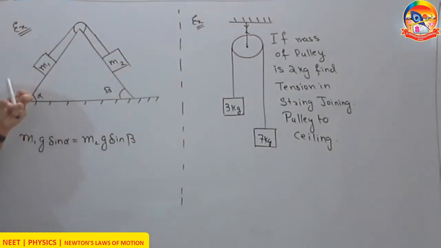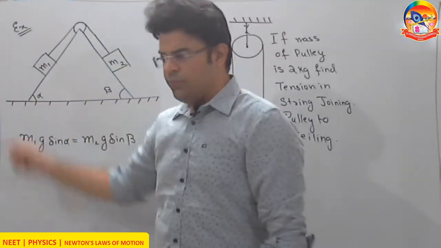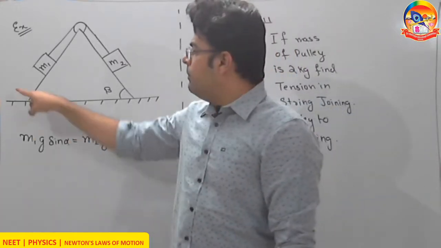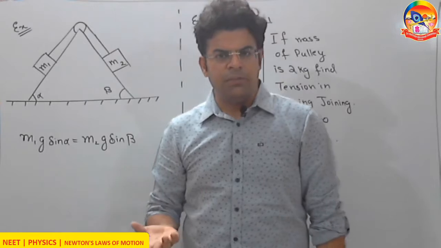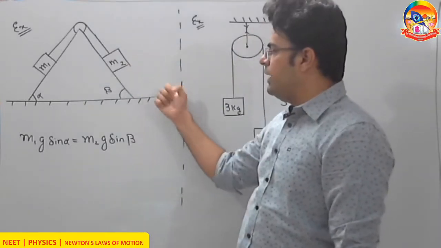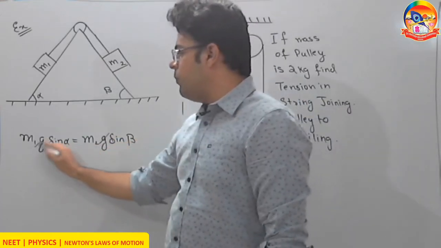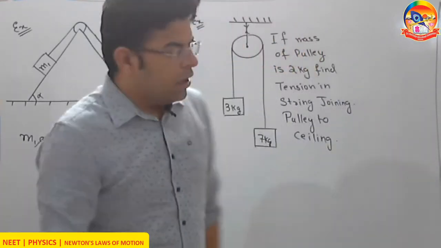The force pulling from this side will be m1g sin alpha and the force pulling on this side will be m2g sin beta. Making the equation along the string, for the system to be in equilibrium the net force has to be 0. So m2g sin beta should be equal to m1g sin alpha. Cancelling out g from both sides, you will get m1 sin alpha equals m2 sin beta. Next question.